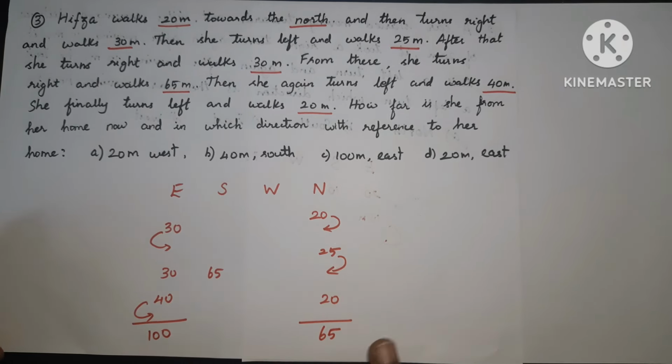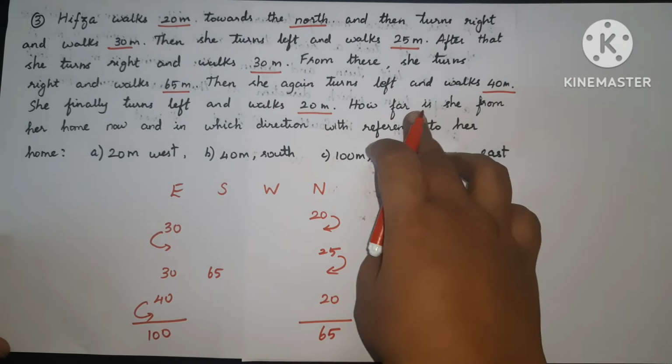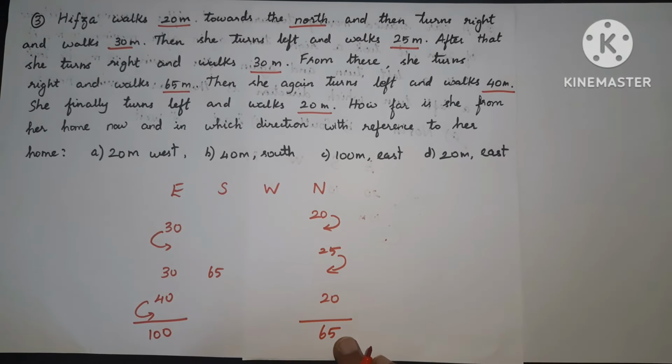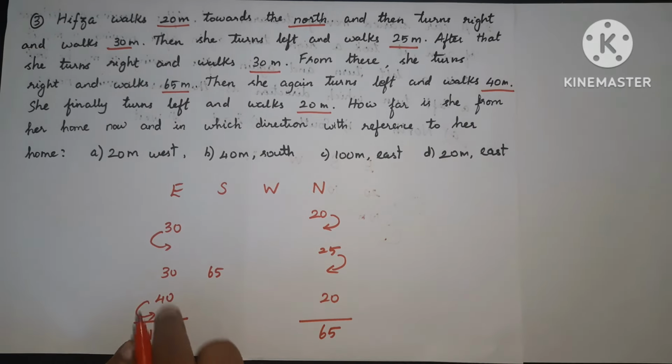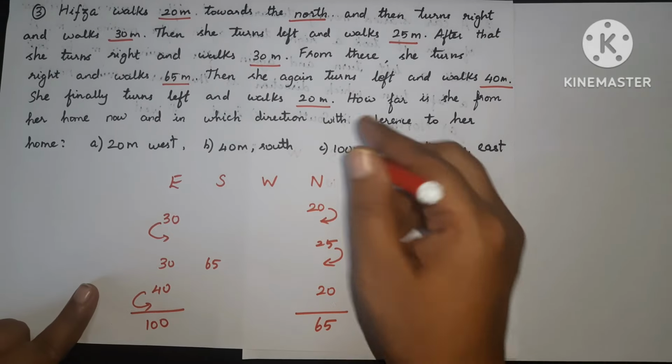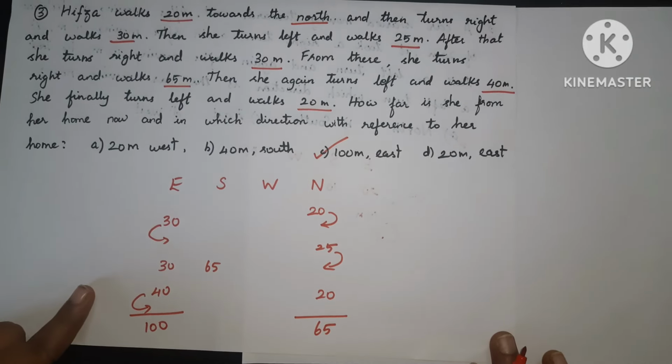Now we have added the same direction. 65 is there. Okay, let's see. So what is the question? How far is she from her home now? So this is her home. Which means 100 meters. And in which direction? East, with reference to her home. So where is the option? It is 100 meters. East is the answer.